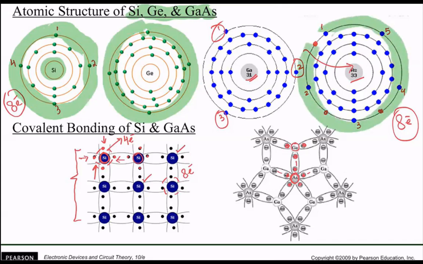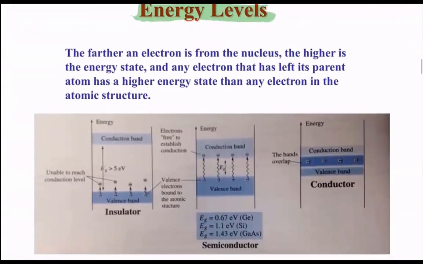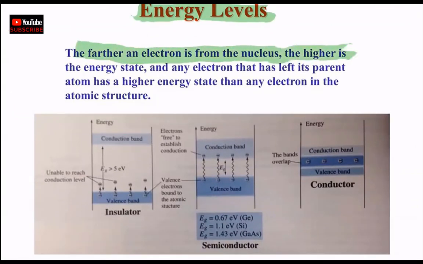Can anybody remember the phenomenon? What would be the energy level for these valence electrons in the outermost shell? The farther an electron is from the nucleus, the higher is the energy state, okay? Because they are loosely bonded, so they are mobile. They would just go crazy and try to latch on to other neighboring atoms, considering there is a decent amount of force that is attracting them towards the center of the atom.